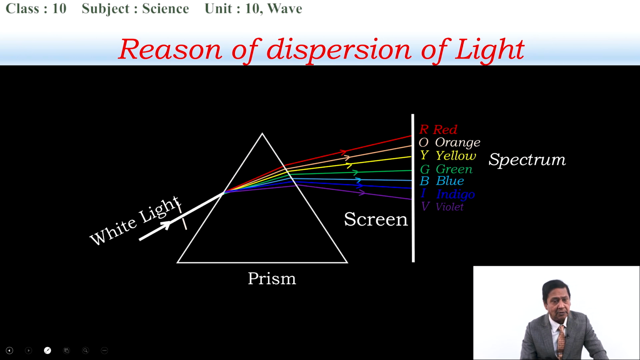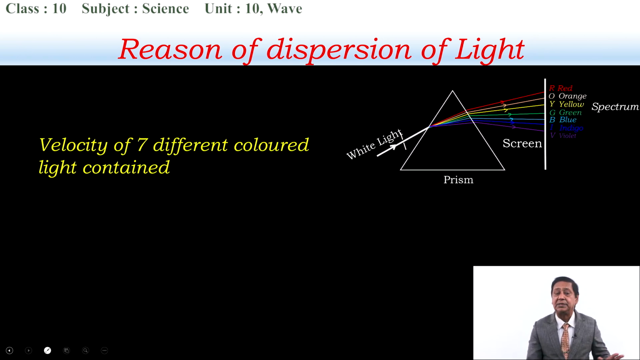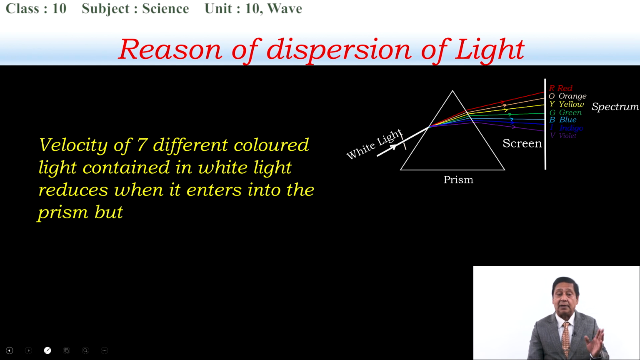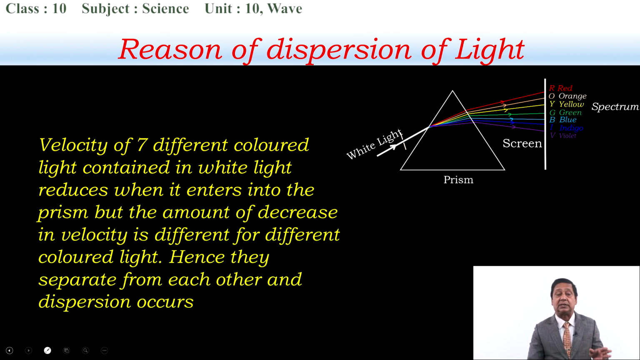Okay, now we can write this way also. Let's have the short reasoning. Velocity of 7 different colored light contained in white light reduces when it enters into prism. But the amount of decrease in velocity is different for different colored light. Hence, they separate from each other and dispersion occurs. This is the reason of dispersion. It's very simple, very clear.